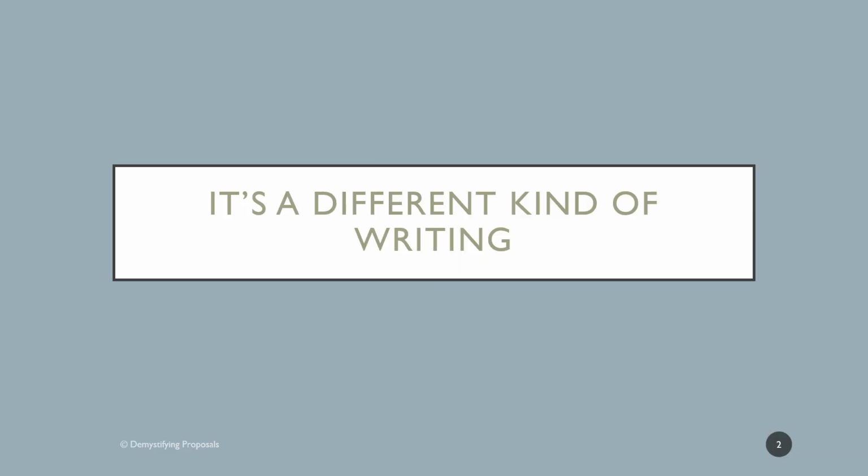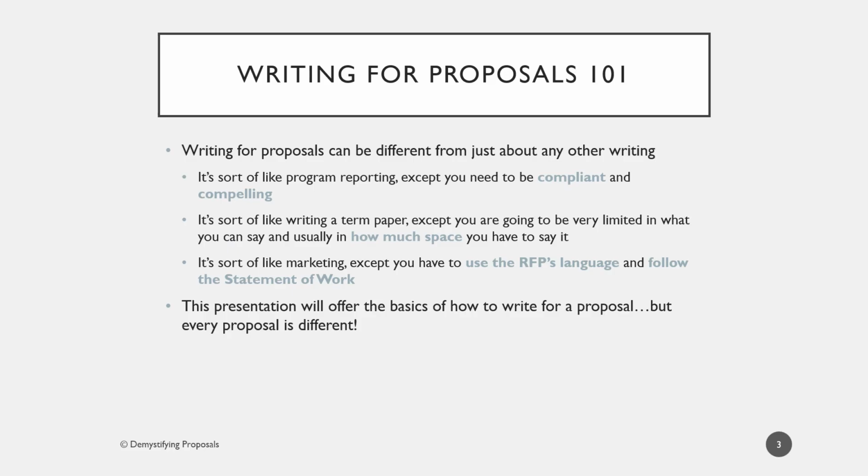One of the first things to know about proposal writing is that it's a different kind of writing. Writing for proposals can be different than just about any other kind of writing. It's sort of like program reporting, except that you need to be compliant and compelling. It's sort of like writing a term paper, except you're going to be very limited in what you can say, and usually in how much space you have to say it. It's sort of like marketing, except that you have to use the RFP's language and follow the statement of work. This presentation will offer the basics of how to write a proposal, but every proposal is different.